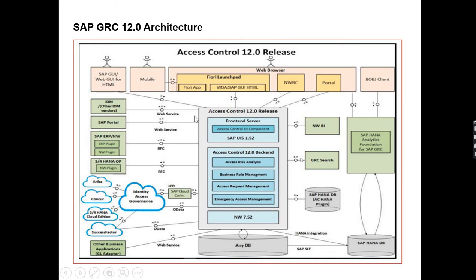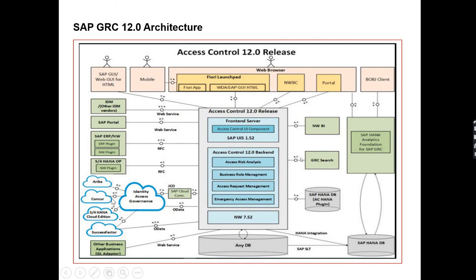Here in the middle, whatever you can see is the central component of GRC. In GRC access control, we have 4 sub modules: access risk analysis, business role management, access request management, and emergency access management. So all these 4 modules are there for GRC access control. And in GRC 12, one important difference is that we have an additional front end server for SAP UI, that means for supporting Fiori applications. So that is the new thing compared to 10.1.